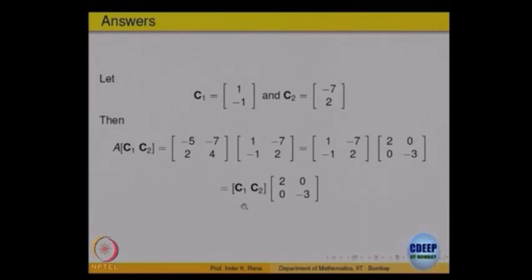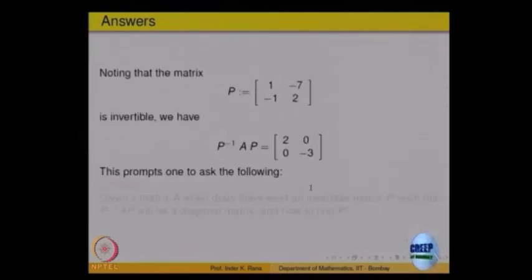I can multiply on both sides, on the left, by the inverse of this matrix, which is called P. So, P inverse A P will be equal to this diagonal matrix. Yes, is it clear? So, I am saying P inverse A P is equal to a diagonal matrix.